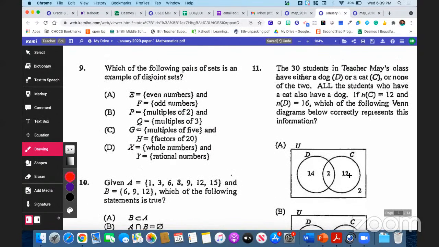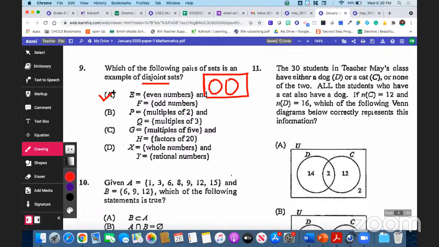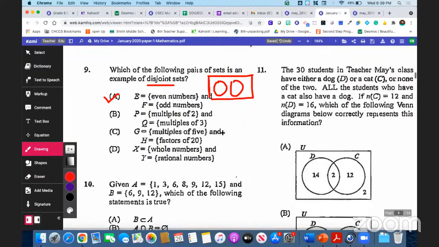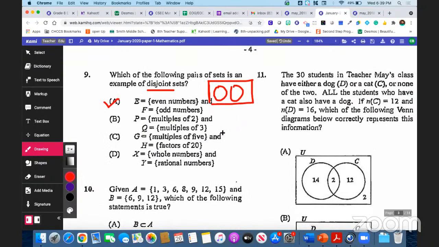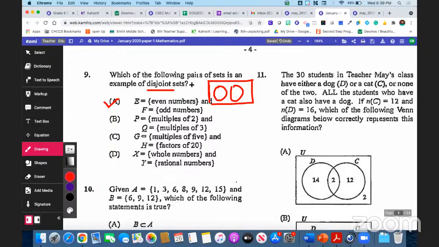All right, number 9. Which of the following pairs of sets is an example of a disjoint set? A disjoint set is where the circles do not touch, which means that they have nothing in common. Even numbers and odd numbers. Right away, for sure we know that they have nothing in common. So right away, A is our answer there.